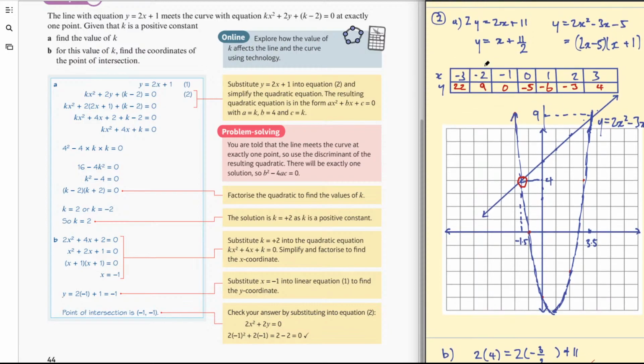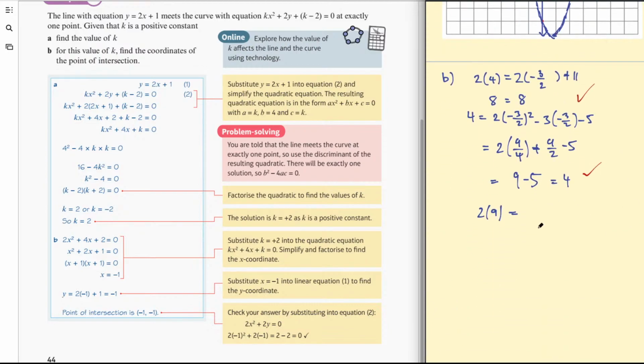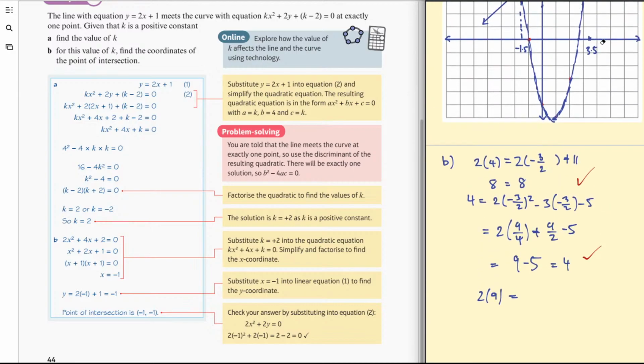We have 2 times 9 equals 2 times x. X was, for the second solution, 3.5, so 2 times x will be 7 plus 11. This is 18 equals 18, so that works. And then we need to check it for the quadratic.